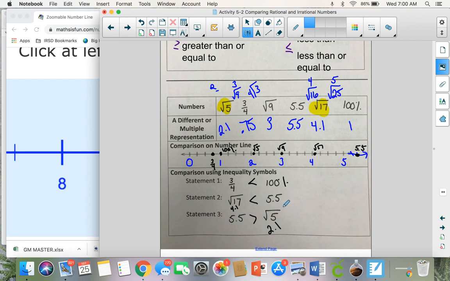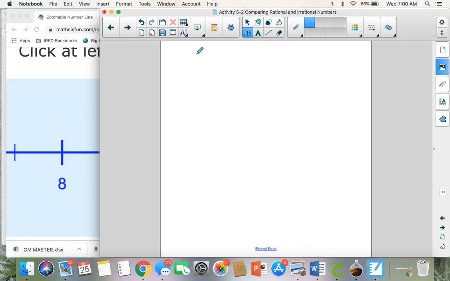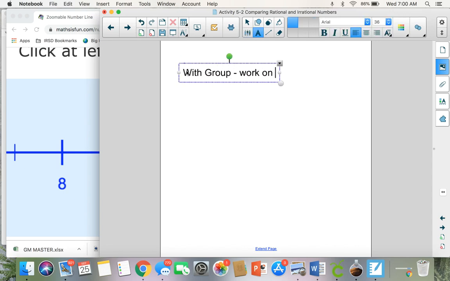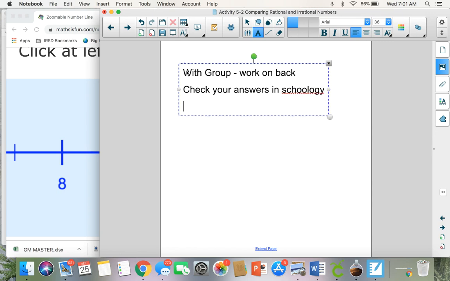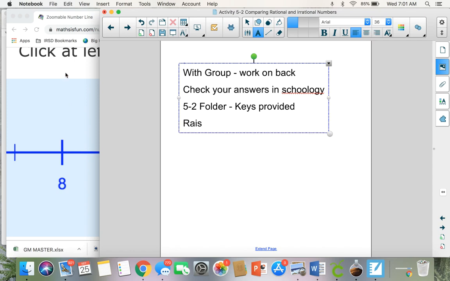Okay. Great. So right now, I want you with your group to work on the back of the worksheet. Then I want you to check your answers in Schoology. They are loaded into an Activity 5.2 folder, and the answer keys are provided. Don't do this until after you've done the back of the worksheet. Only do this to check your answer. Again, this worksheet isn't graded. It's just used as a learning tool for you. Please, as always, raise your hand if you have any questions.